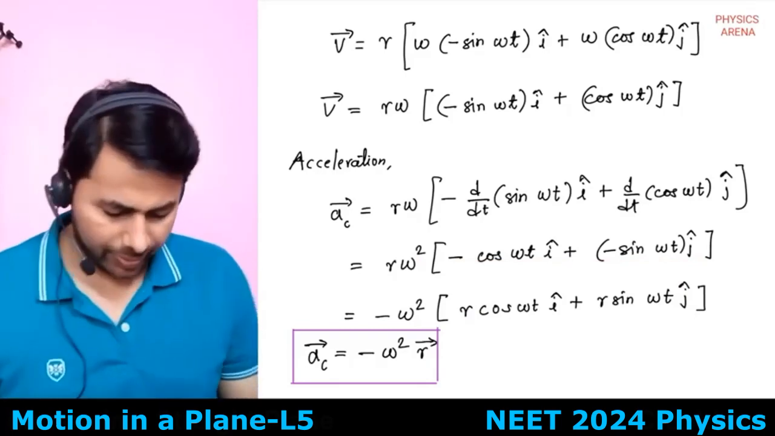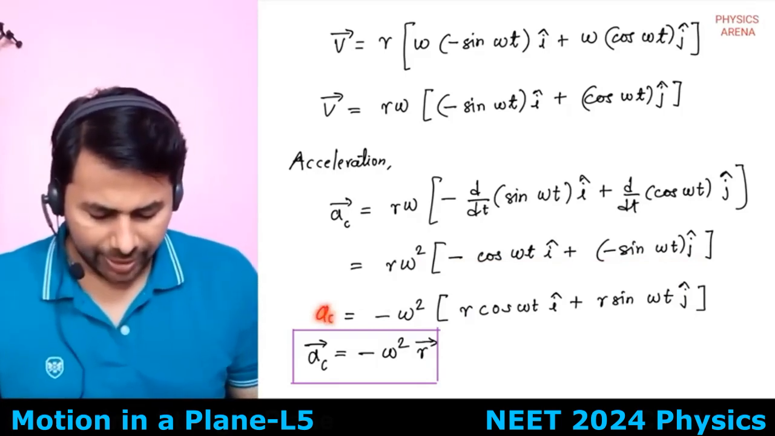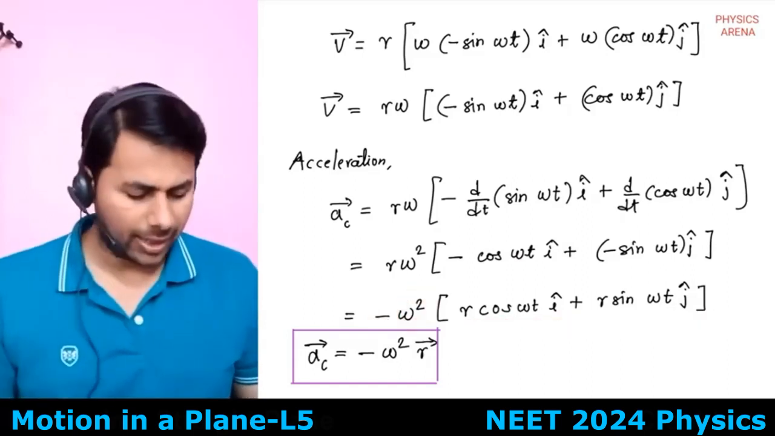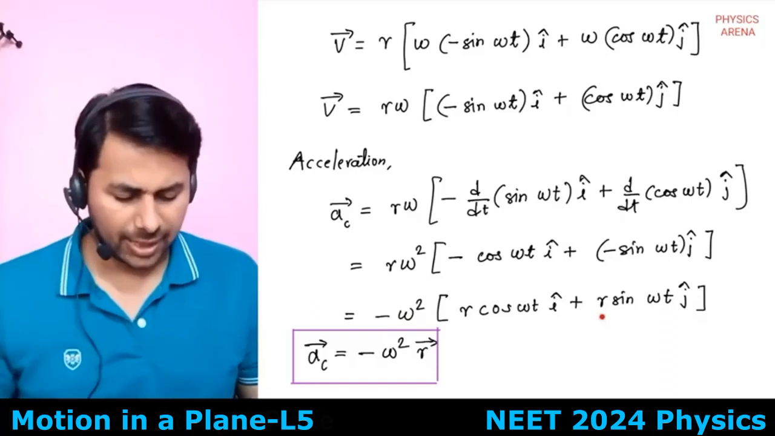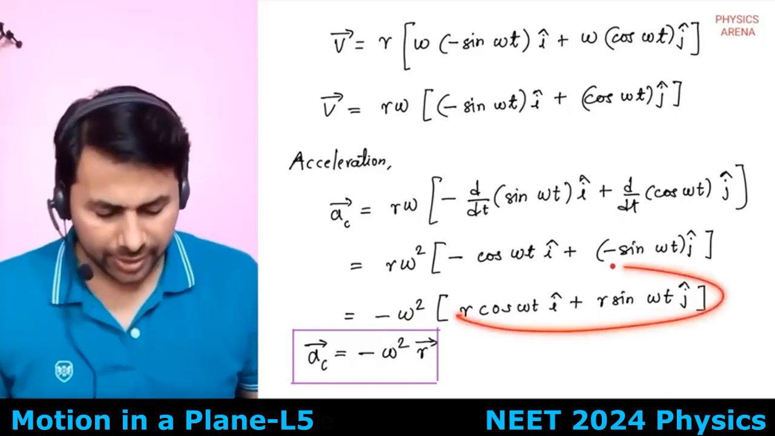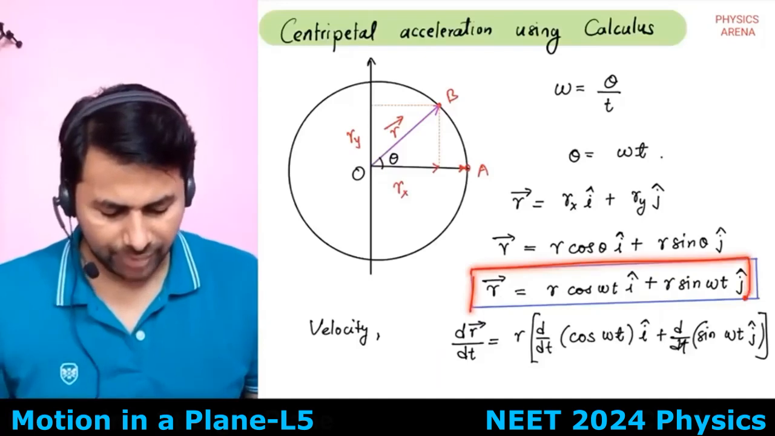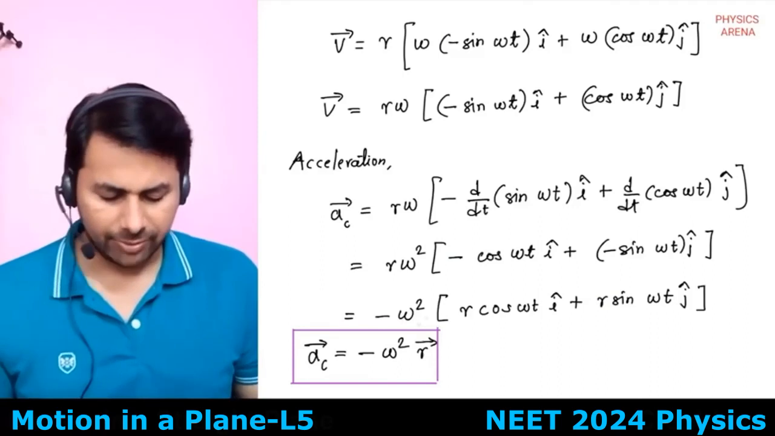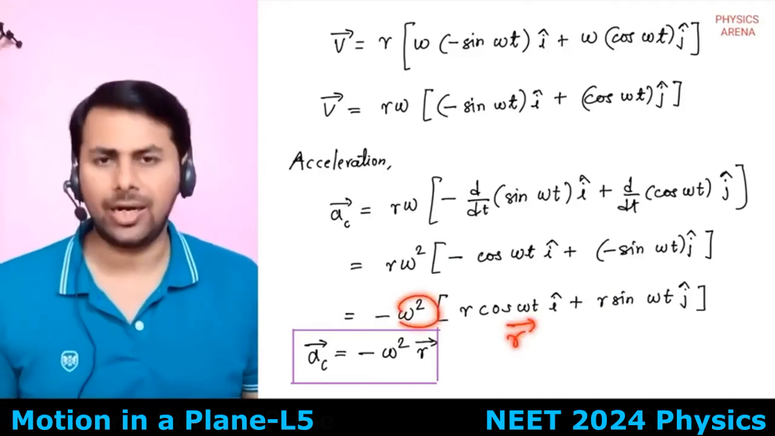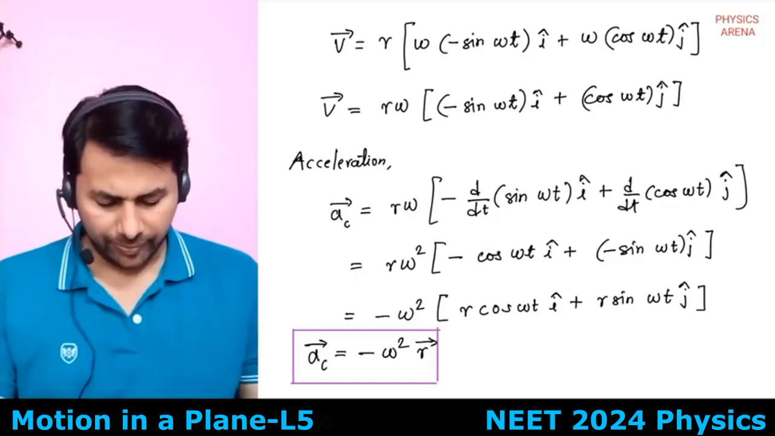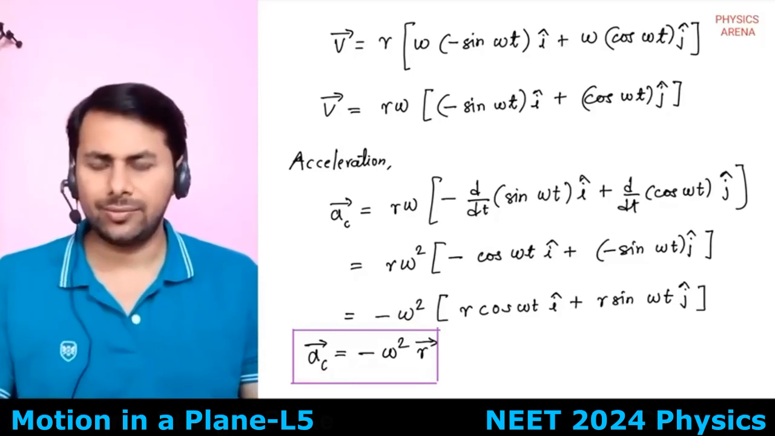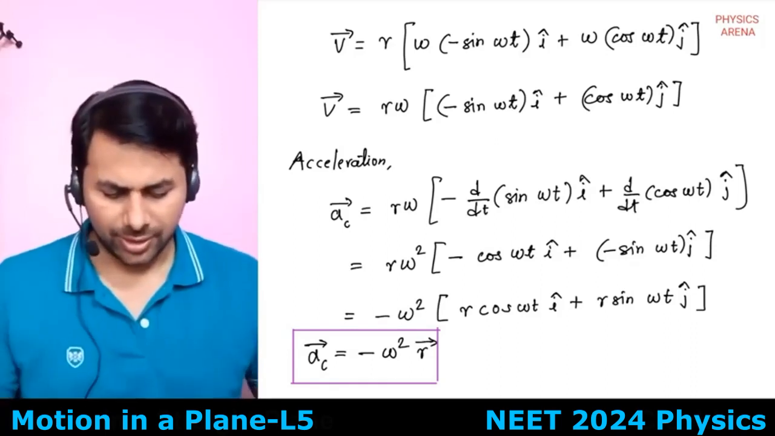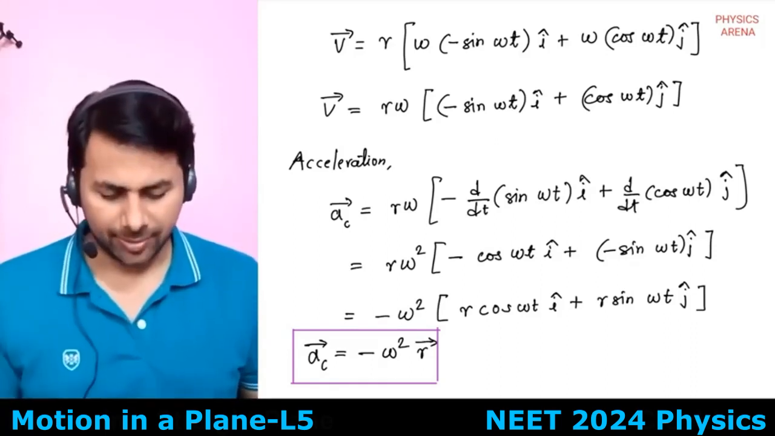by this term, okay. And therefore now your centripetal acceleration will be equal to minus of omega square multiplied by r cos of omega t into i cap plus r sin omega t into j cap, and this is nothing but your position vector, okay. So we can say that centripetal acceleration is equal to minus omega square multiplied by r bar, okay. So is this clear? Right, so this is the calculus method of finding the centripetal acceleration.